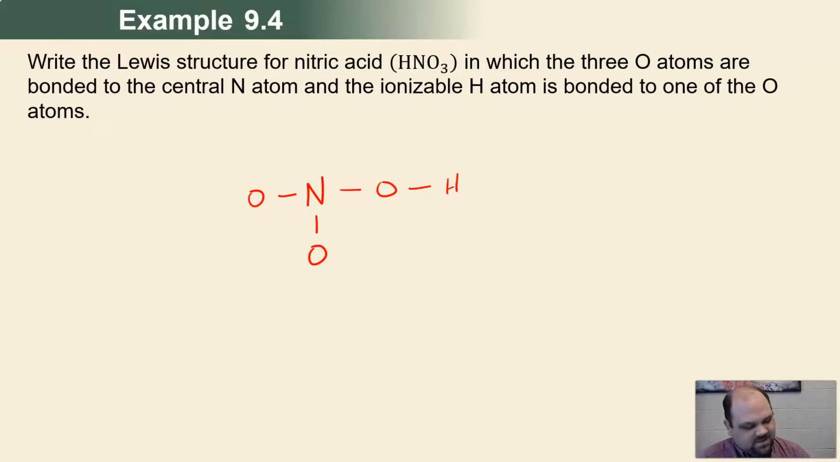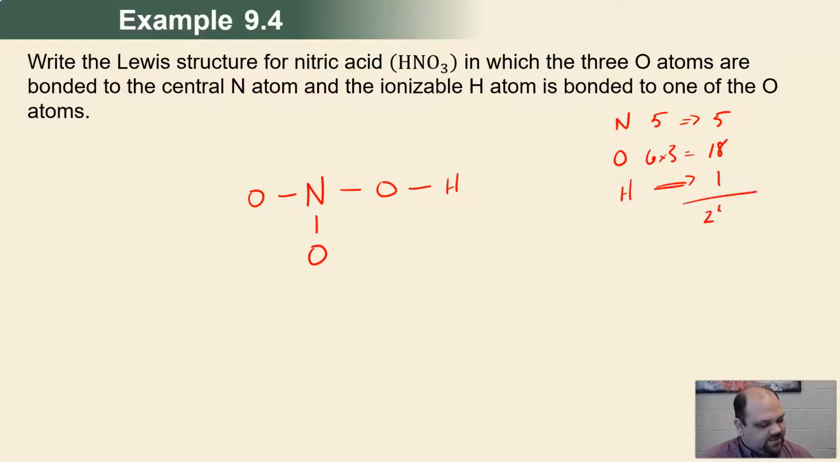Okay. And so how many electrons do we have? Well, nitrogen has 5. Oxygen has 6, and there are 3 of those. So that's 18. And hydrogen, he brings 1 to the table. So that's a total of 24 electrons. Hydrogen only needs 2 electrons. He's got 2 electrons in this bond, and so we're not going to add anything around hydrogen. But now we're going to move into the oxygens.